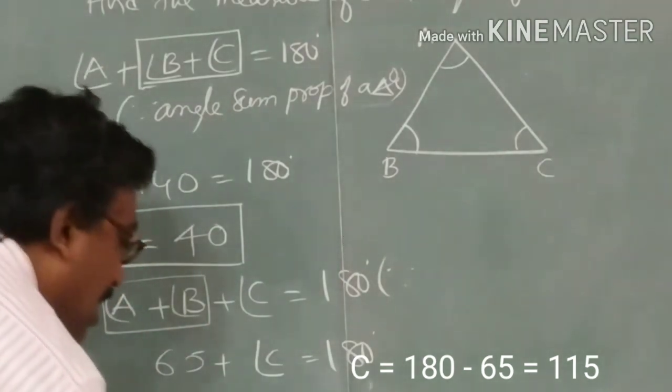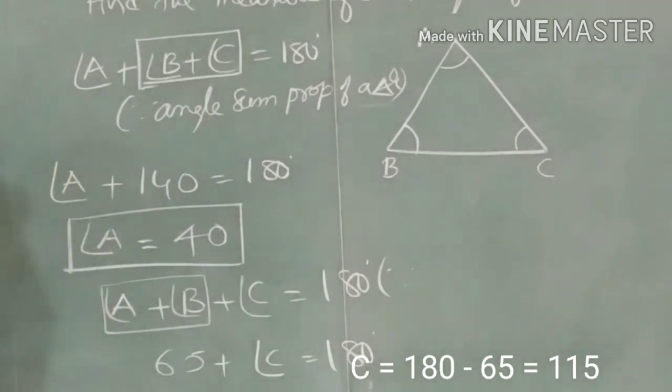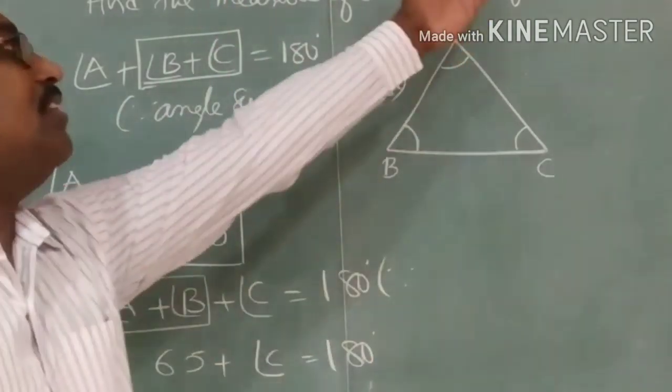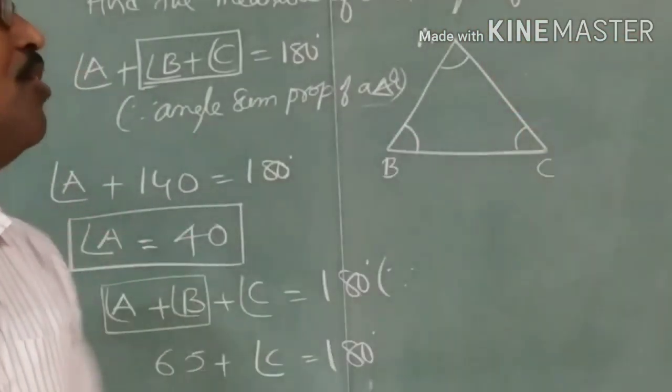So, we got the A value and the C value. Now, many ways are there. You can substitute this one in this, you will get B. Or you substitute the C value in this, you will get B. Anything you can use.